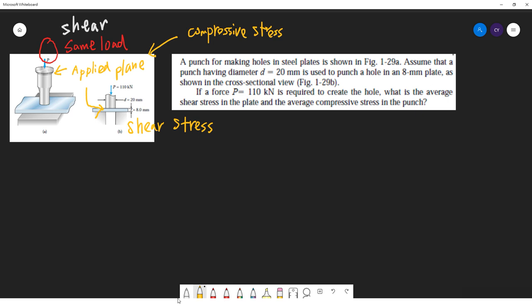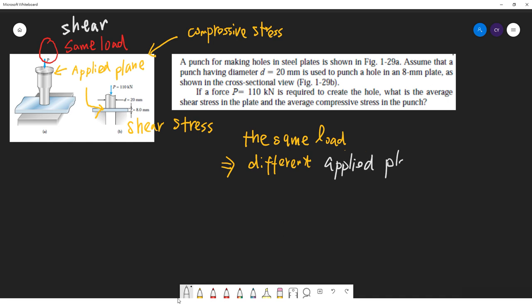So the conclusion is the same load, different apply action, different applied plane, and then we will get different stress.